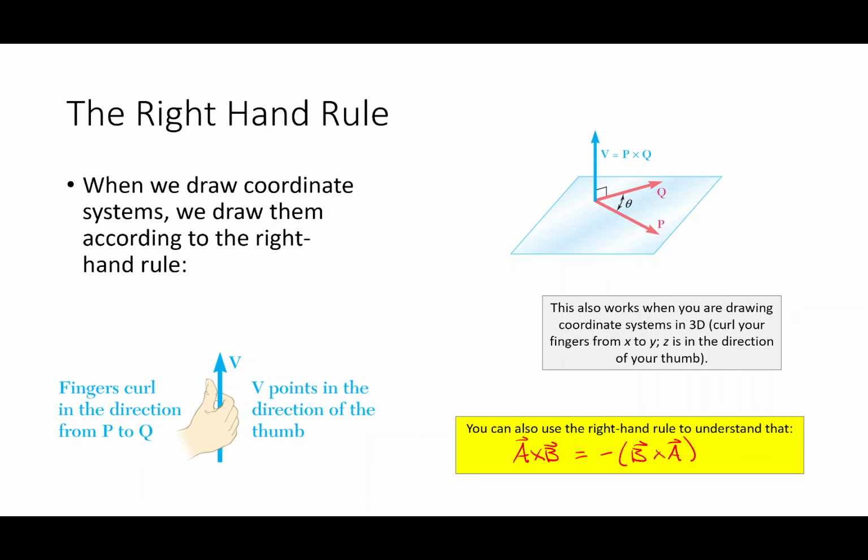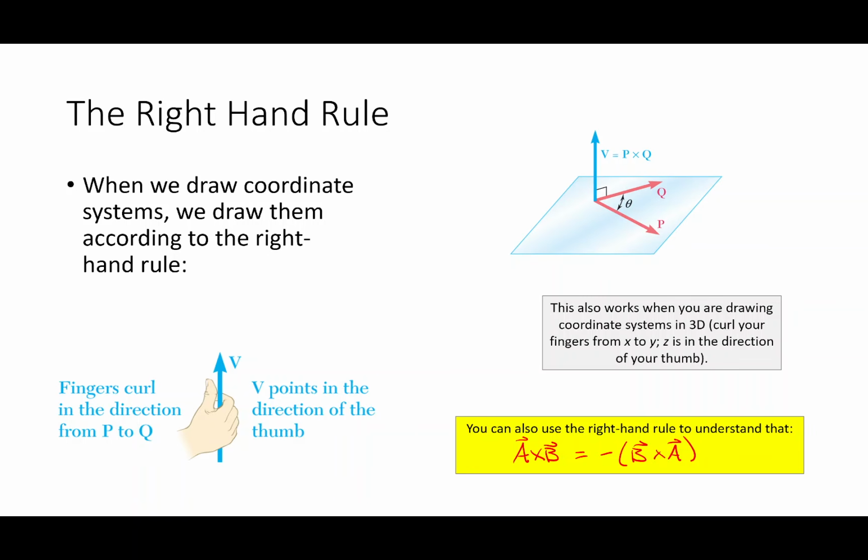Make sense? Okay. All right. So let's see if we can reason through a couple things. So i cross j is k. What is j cross i going to be? Negative k.